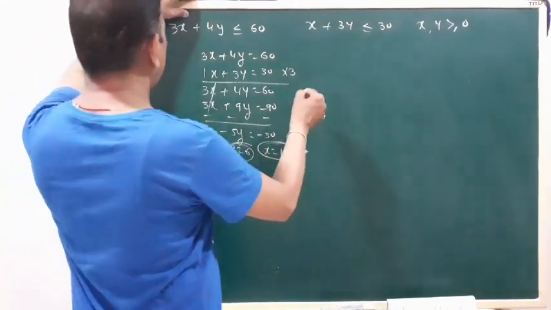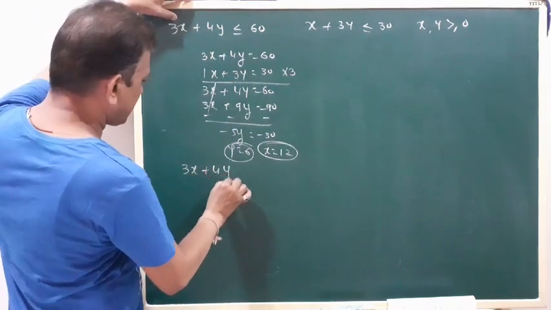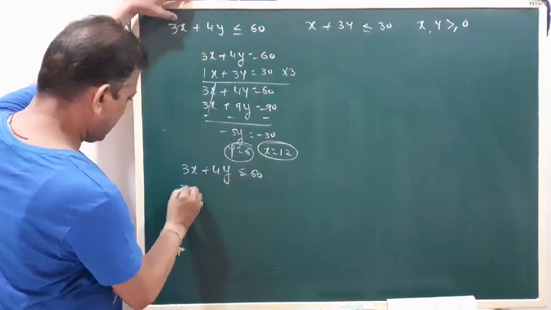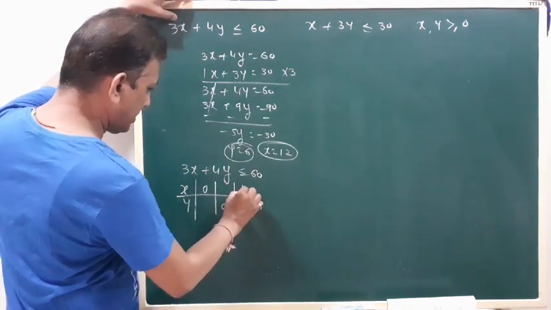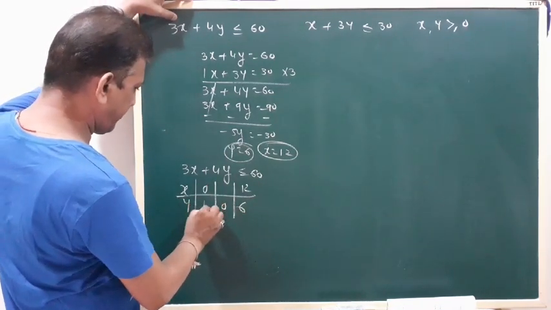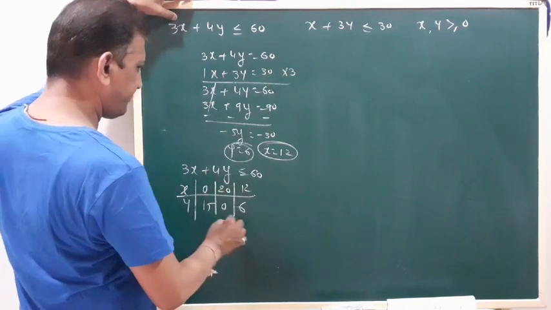Now prepare your table. Here 3x plus 4y, and x, y, with the common point (12, 6). x equal to 0, 4y equals 60, y is 15. y equal to 0, 3x equals 60, x is 20.